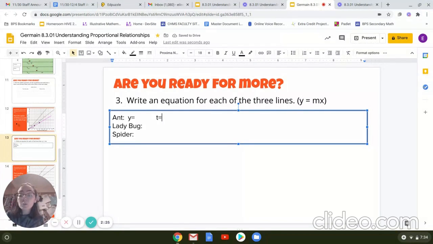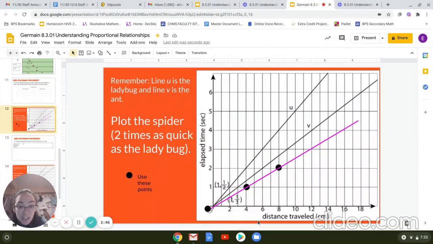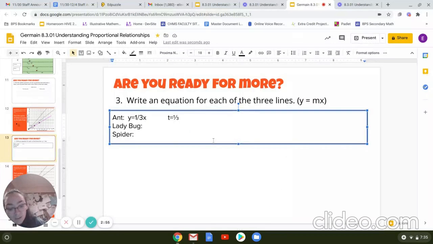So the time is equal to, the y is equal to our rate of change, which is 1/3 x. So 1/3 of our input, which is x. But when we're talking about time this time, our output, our answer, our y value is time, and our input is d, our distance traveled. So we could write it as y is equal to 1/3 x, or we could write it as t is equal to 1/3 d.